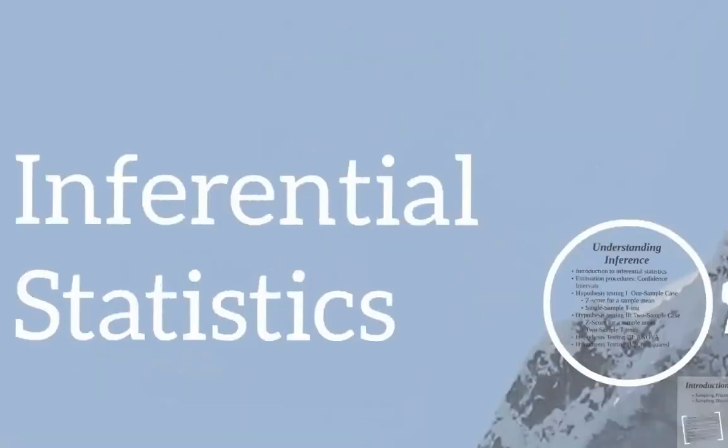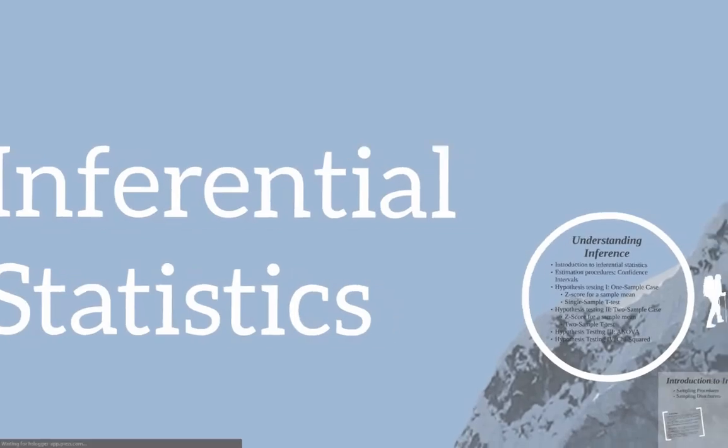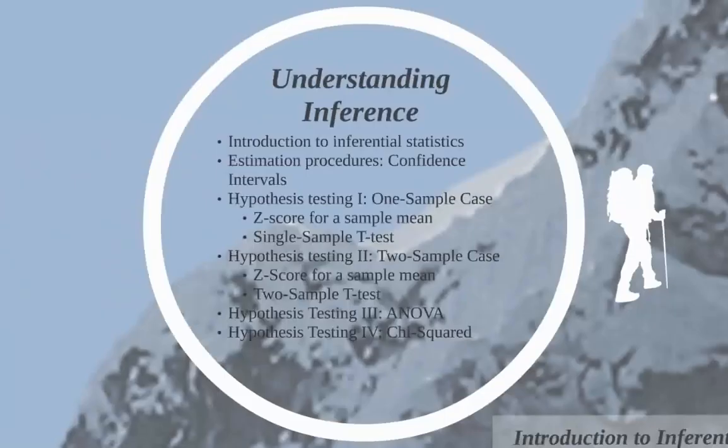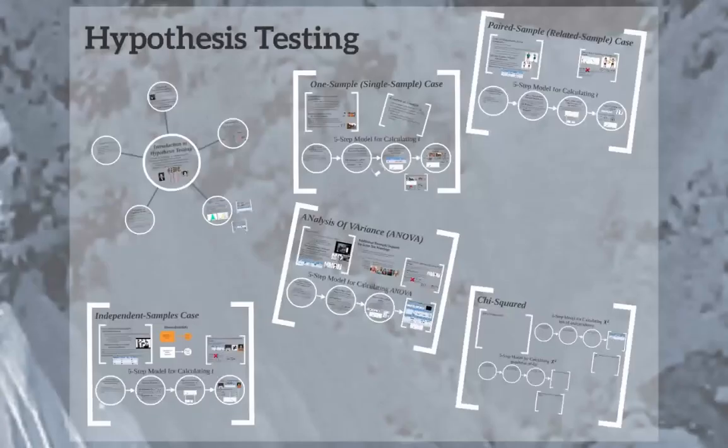So today we will be continuing discussing inferential statistics, and this will actually be our last discussion of inferential statistics. Specifically, we will be going over hypothesis testing 4, which is the chi-squared test. So far we've gone over several lectures in the hypothesis testing piece. We've gone over introduction to hypothesis testing, one sample case, paired samples case, independent samples case, analysis of variance, and now today we will be going over chi-squared.